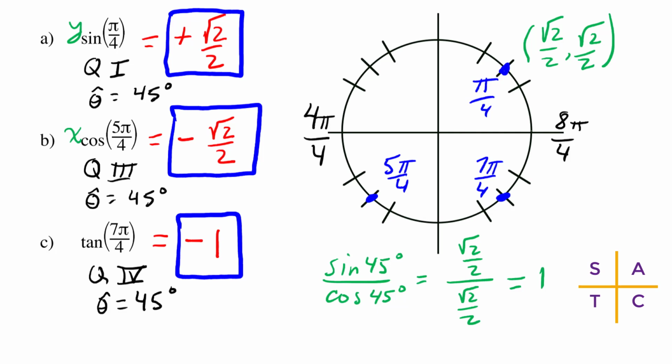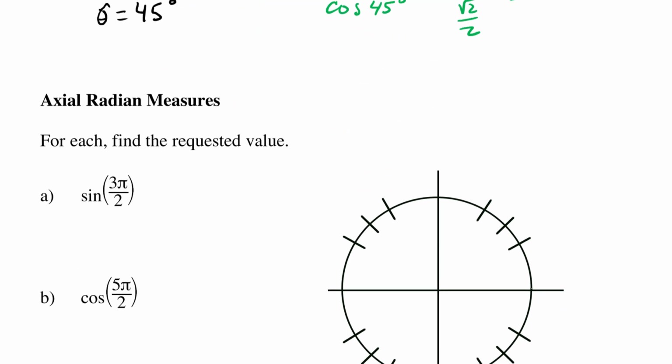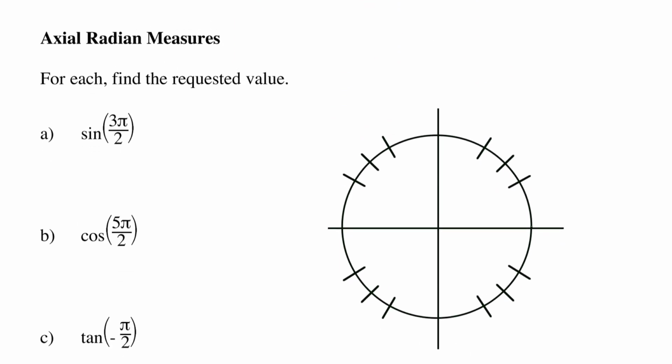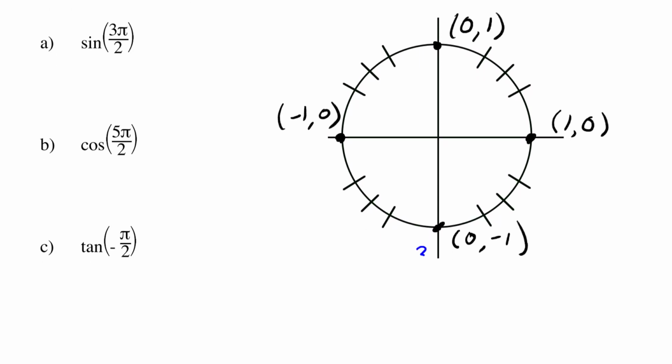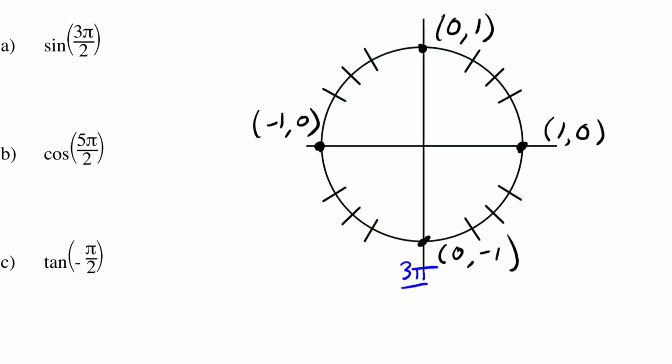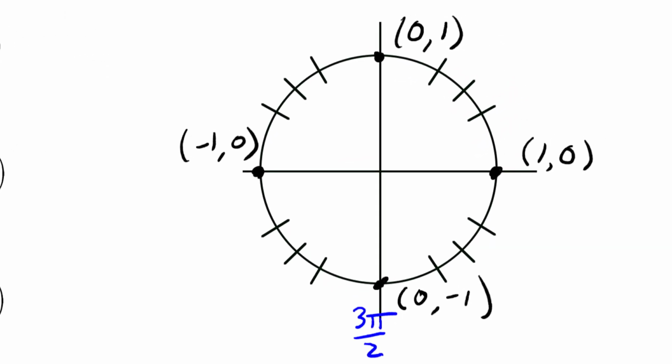Let's look at some axial values now. Consider these for 3 pi over 2 and 5 pi over 2 and negative pi over 2. It's a good idea to write these down and be real careful with the ones and zeros. It's very easy to get them mixed up between x and y axes. So all of those happen to have a denominator of 2. That's why I'm writing these with 2's.